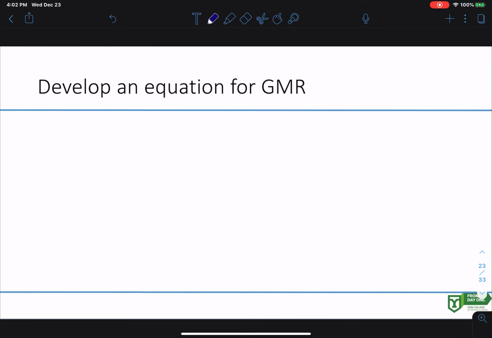I hope you have got an idea of how to find the GMR for the bundle conductor, and also how to find the GMR for a particular conductor. That's all for this video. We're going to see you in the next video on how to put this together.